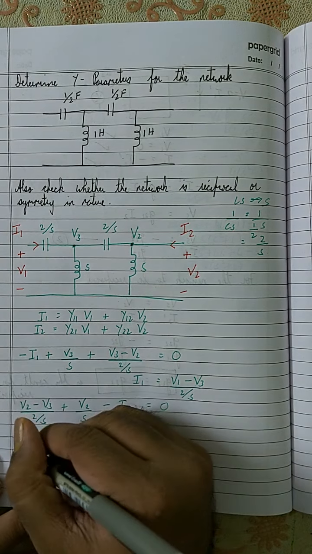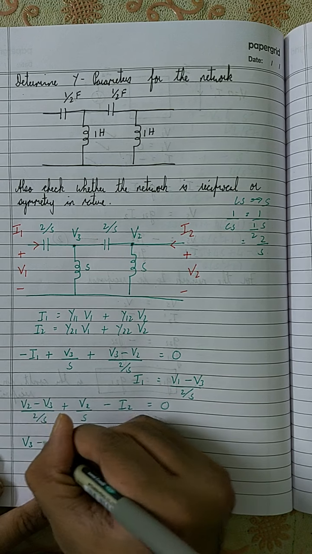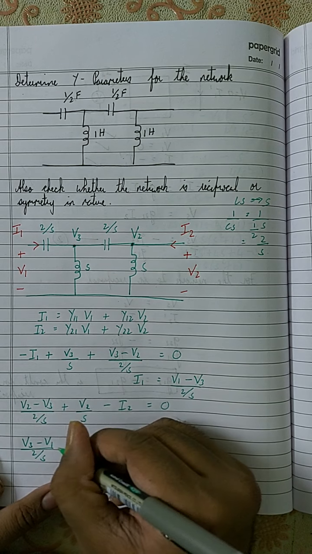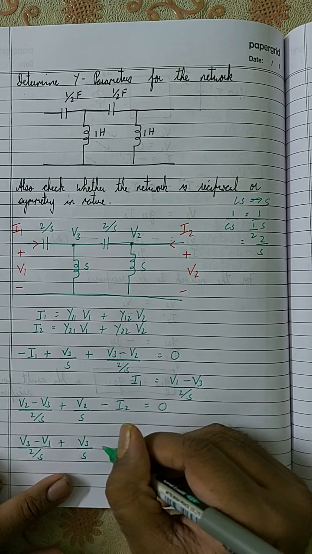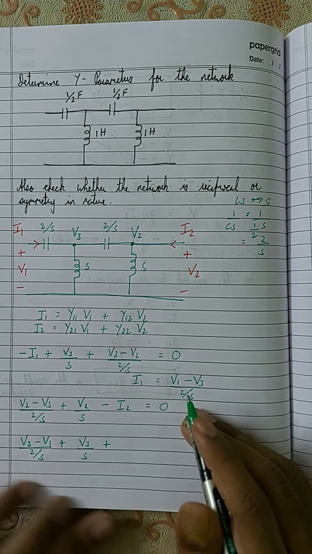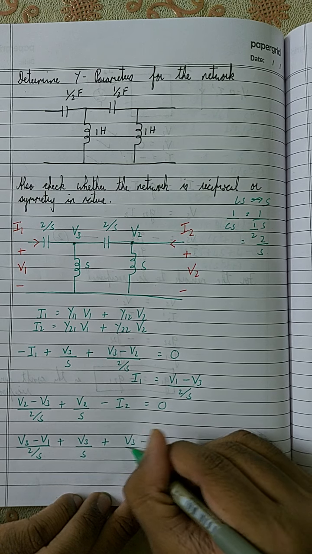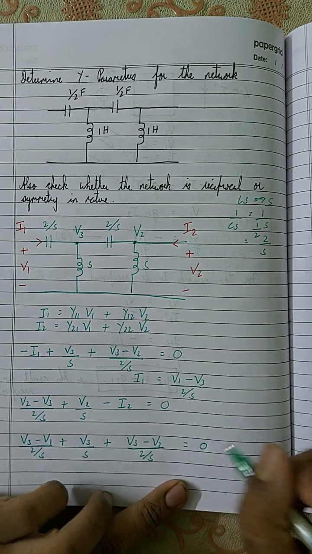So therefore the equation will become (V3 minus V1) by (2 by S) plus V3 by S plus (V3 minus V2) by (2 by S) is equal to 0.